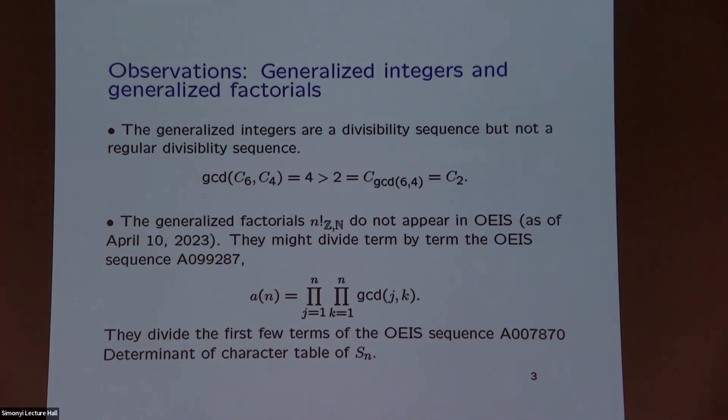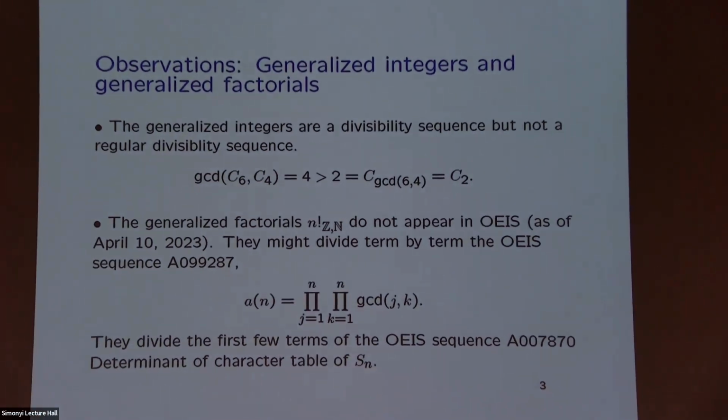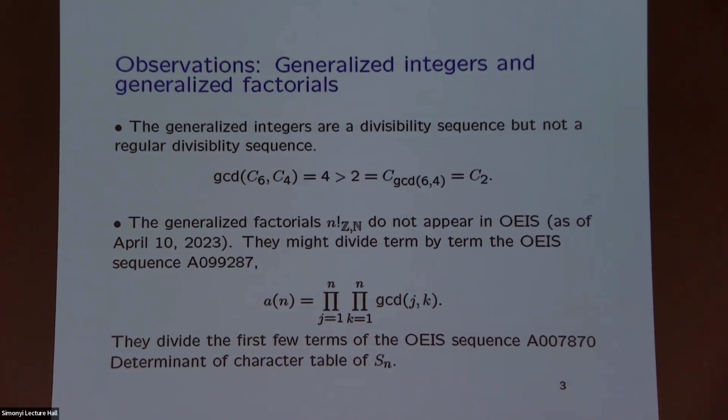First, I didn't have time to check the divisibility sequence, but in Bhargava's example, the ordinary factorials form a divisibility sequence: if n divides m, then the generalized integer n divides m. And they respect GCD, but the sequences you get here don't quite respect the GCD. That's a counterexample. The other thing is they don't appear in the OEIS, the Online Encyclopedia of Integer Sequences, as of yesterday. So I assume they are new, because integer sequences that are flying around, people find them and put them up in the OEIS.